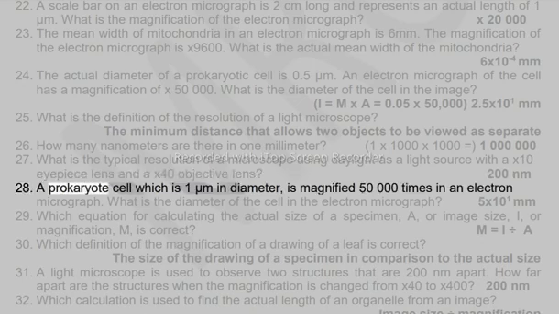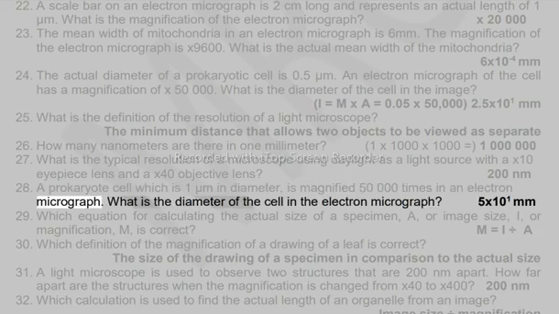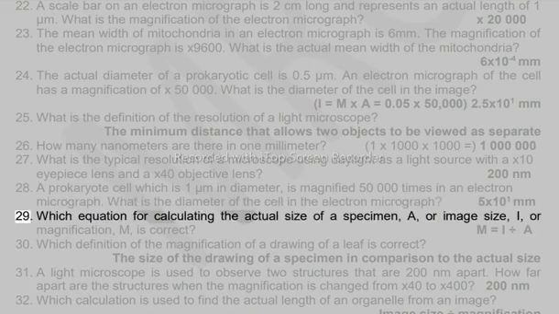28. A prokaryote cell, which is 1 micrometer in diameter, is magnified 50,000 times in an electron micrograph. What is the diameter of the cell in the electron micrograph? 5 x 10^1 millimeters.